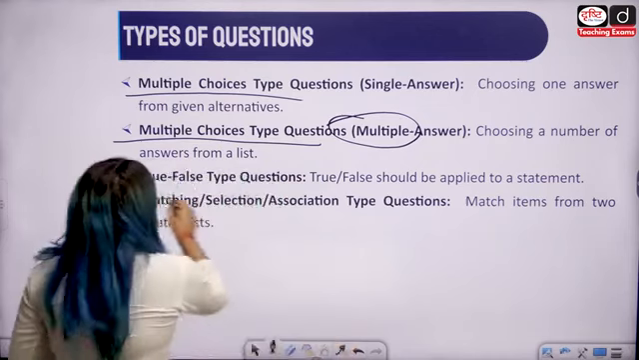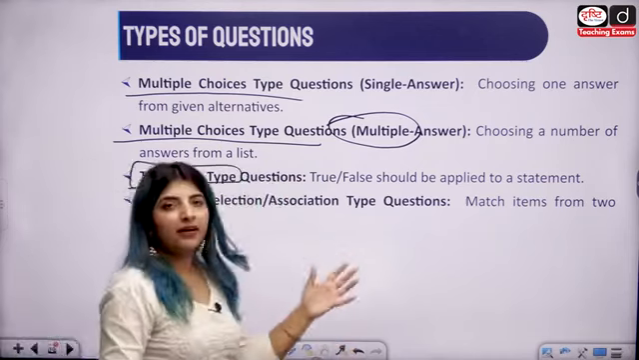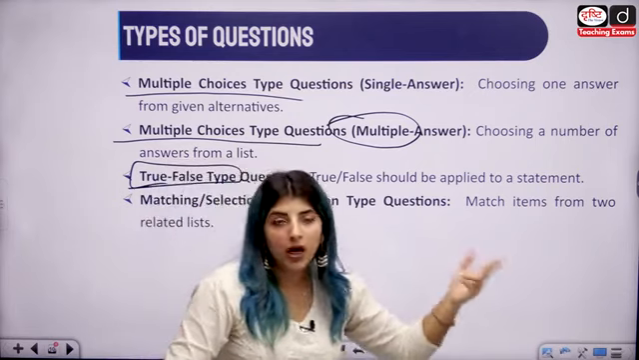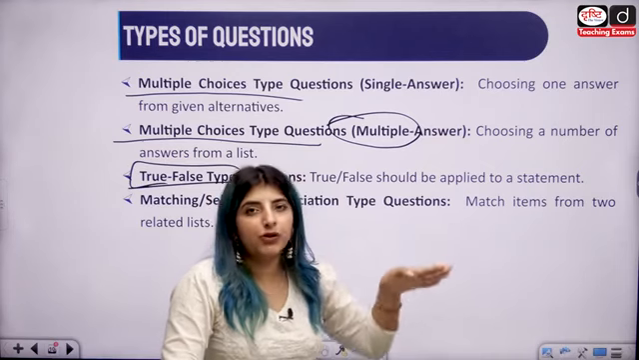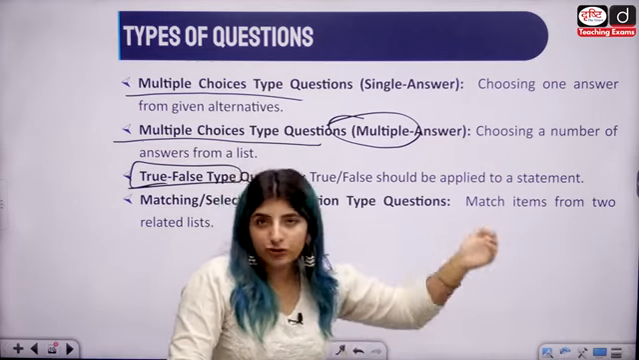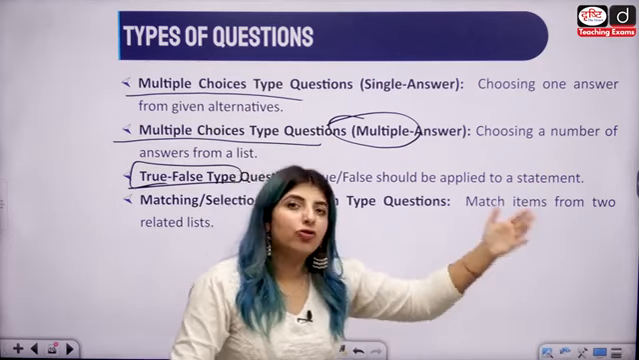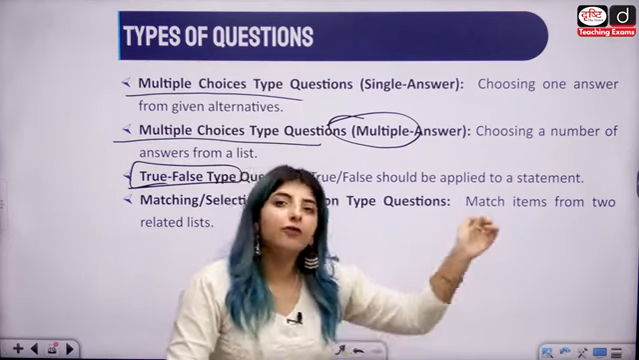True false type questions, again here you can be given a statement based question, which amongst them is true, which amongst them is false, and 4 options will be there. Statement 1 is true, statement 2 is true, both statement 1 and 2 are true, or both statement 1 and 2 are false.